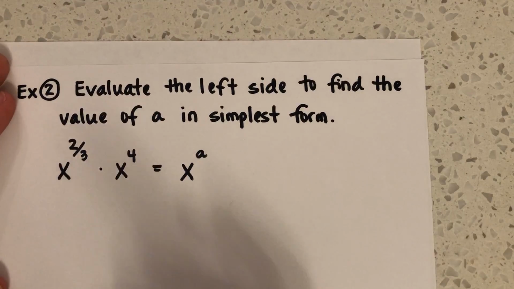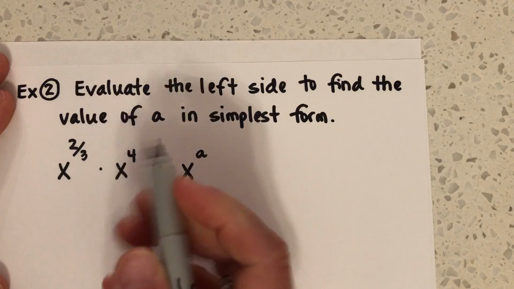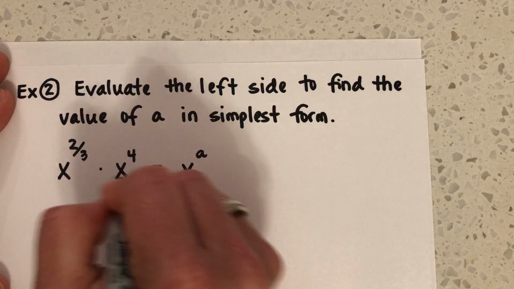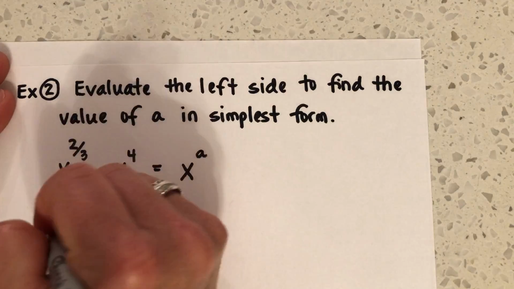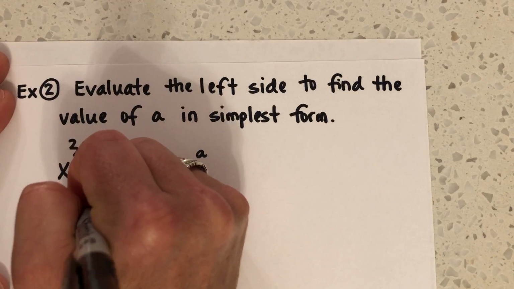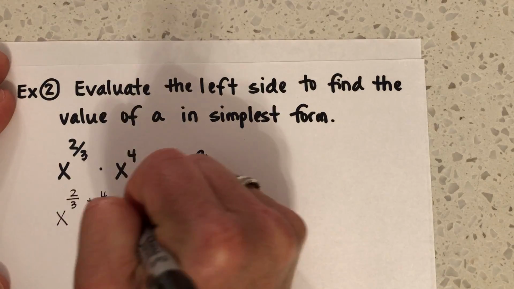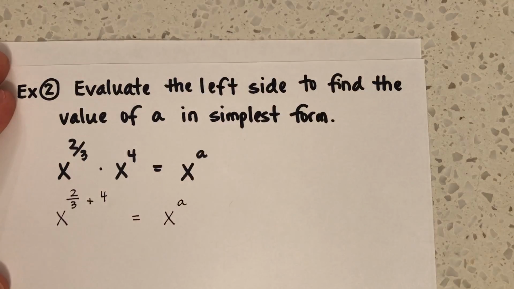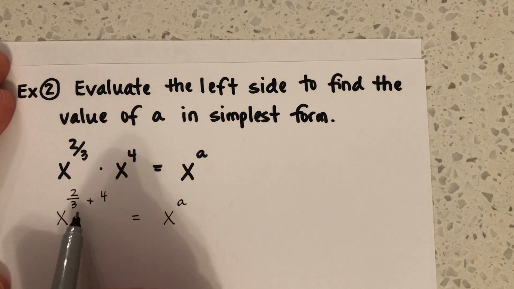All right, so if we go here, it's going to be x to the 2/3 times x to the 4th. I'm multiplying the same base, so I need to add my exponents. It's going to be x to the 2/3 plus 4, and that will equal whatever x to the a is going to be. So I have to add these exponents together.